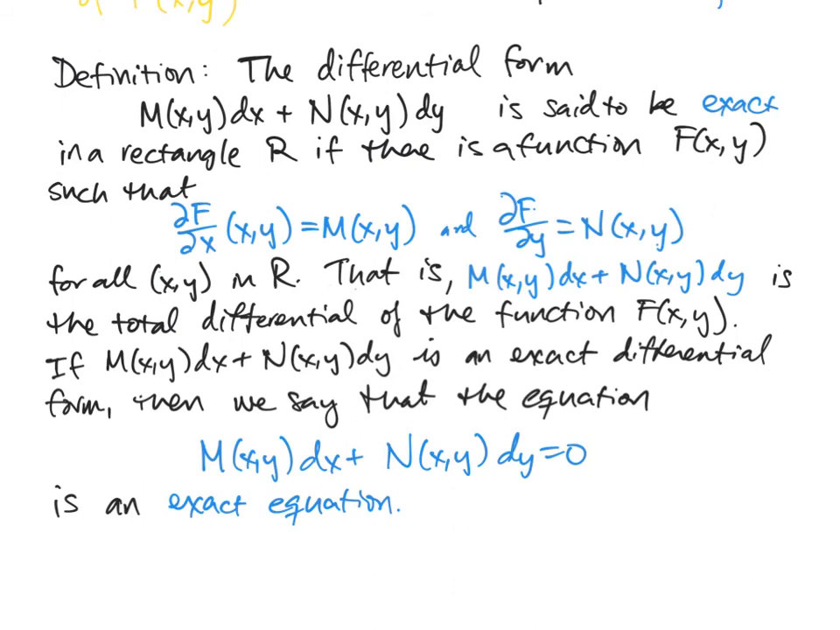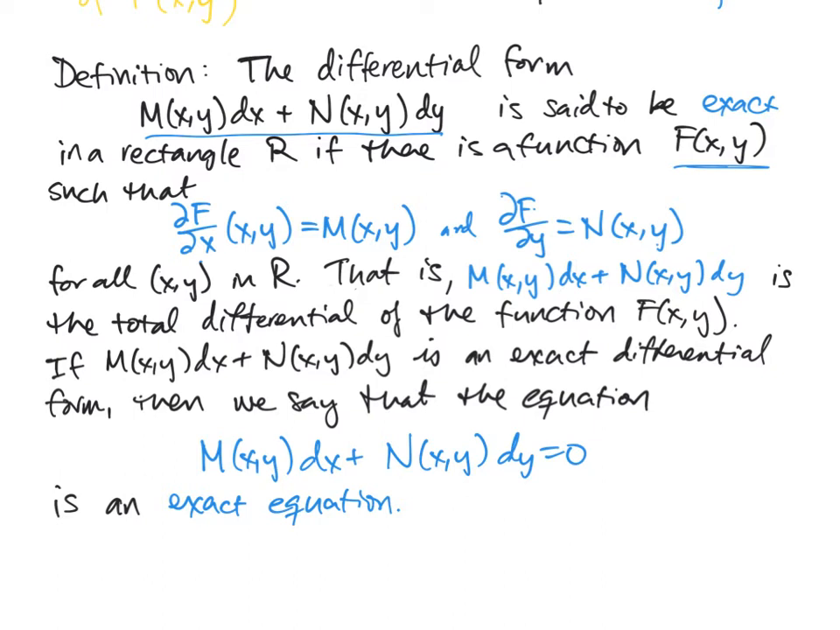So here's our definition. If there's some function big F of x and y, where its derivative with respect to x and its derivative with respect to y put together make this differential form appear, we say that differential form is exact, okay?